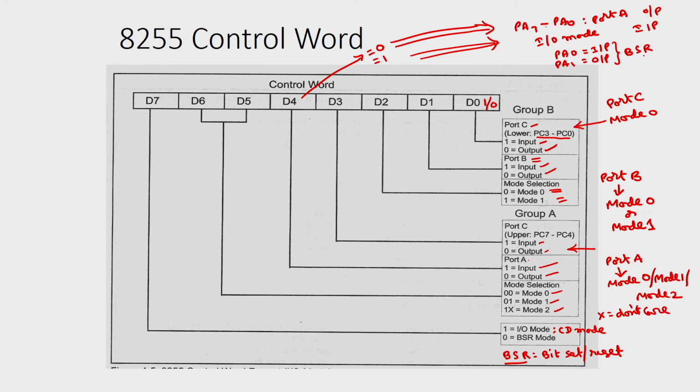as the name implies, bit set reset mode. So, that is the difference between the I/O mode and BSR mode. In case of I/O mode, we can program the entire port as either input or output port, whereas in bit set reset, each bit of this port can be programmed as either input or output. So, that is about this control word register. Depending upon this control word register, the 8255 will program the ports as either input or output ports and any of the modes, mode 0, mode 1 and mode 2.